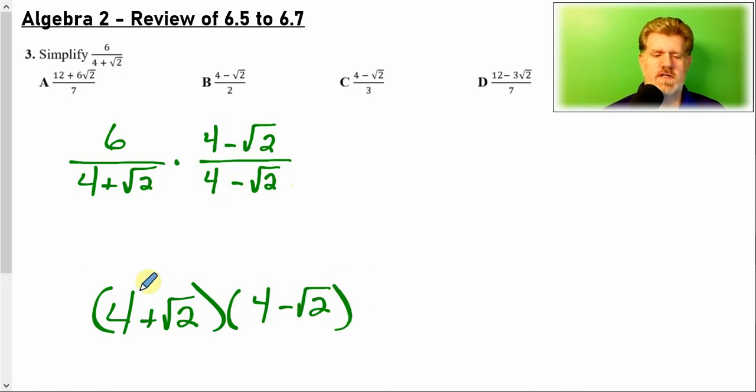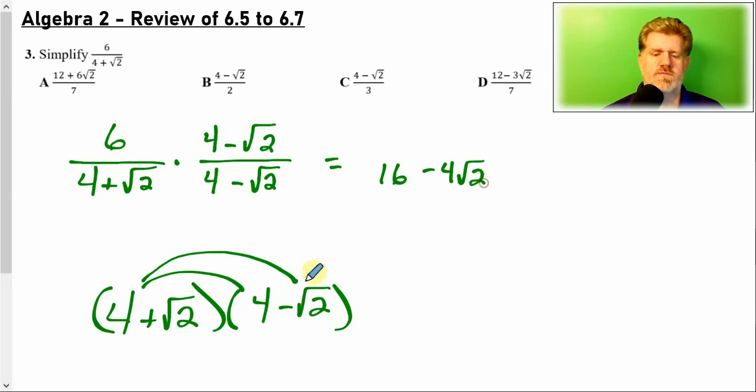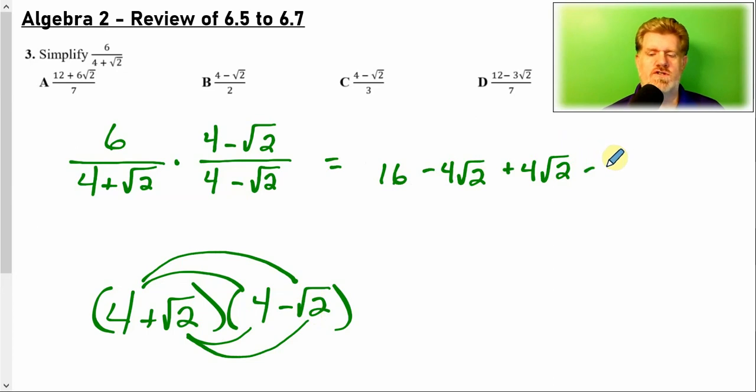Alright, so we'll do it separately. So 4 times 4 is 16. 4 times the negative square root of 2 is negative 4 roots of 2. Now we do these. Square root of 2 times 4 is 4 roots of 2. And square root of 2 times square root of 2 is 2. Or if you think about it, 2 times 2 is 4. So you can think about it this way as well. It's the square root of 4. And it's a negative because you're adding and subtracting a plus and a minus.